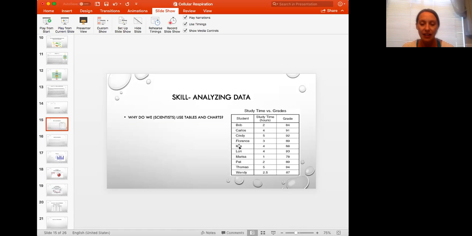Well, of course, the reason is it helps us decipher what this data is showing or telling us. So it gives us a better visual. In this example, we can compare different variables. Here we're looking at study time versus grades. We have a bunch of students, and it looks at the amount of time they're studying and what their grade is, to see if there's some type of correlation between the two. Is there a relationship between study time and grade? Again, it's a visual representation of our data. Instead of just seeing a bunch of numbers listed out or sentences explaining, it gives us a visual so that we can get a better understanding.